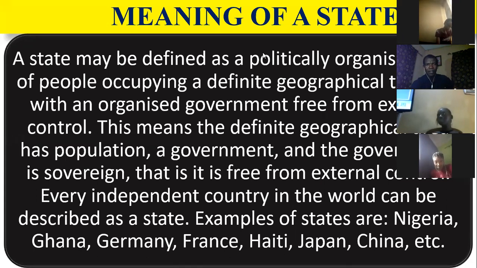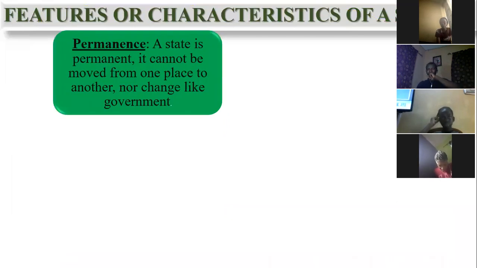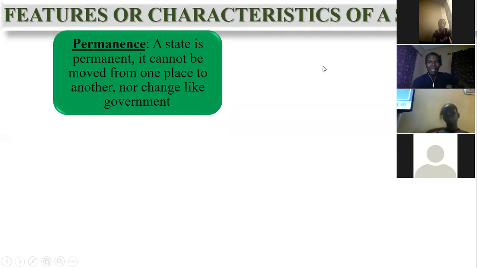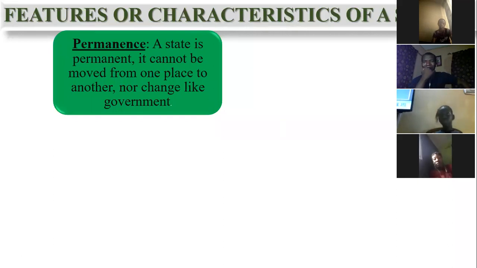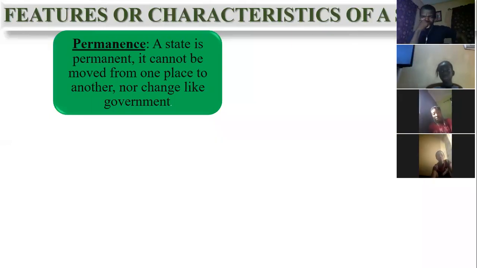Six characteristics of a state. So we'll go in detail now into the analysis of these characteristics for your better understanding. Permanence. As you can see, Nigeria. How many of you know when Nigeria was put in the area it is occupying now as Nigeria? And how many times has it moved from one place to another? Nobody's responding to my question.